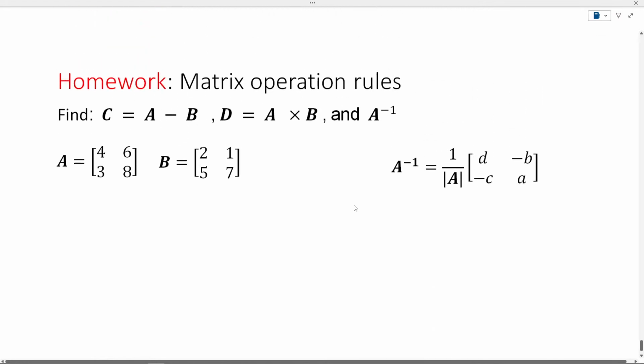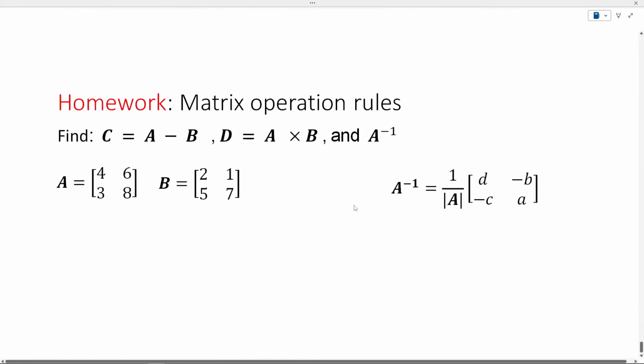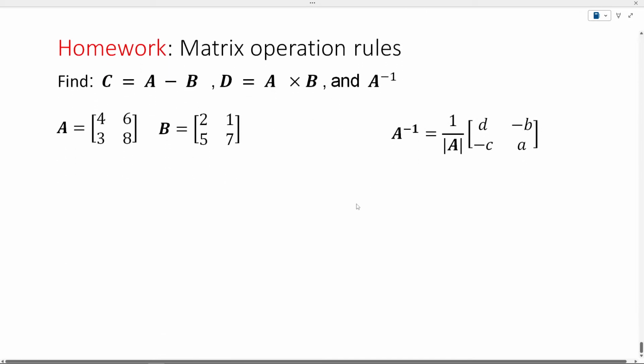Okay, so I think that's all for this video, where we reviewed the matrix operations and matrix notation, and I will see you in the next video.